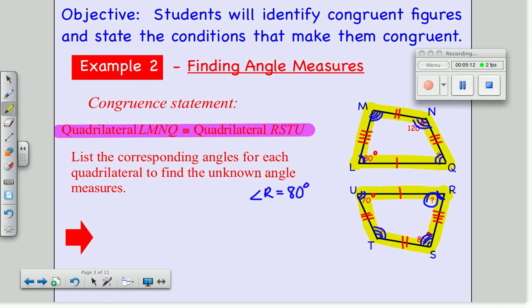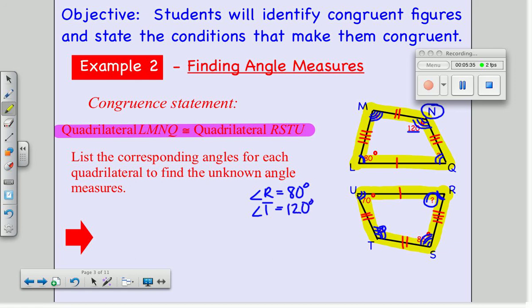What else is missing? Where else do you see a question mark? Angle T here, another question mark. So angle T, what does angle T correspond with? Let's see, I have 3 marks here, 1, 2, 3. What does it correspond with up here? Angle N. Angle N is 120 degrees, so that means angle T is 120 degrees.